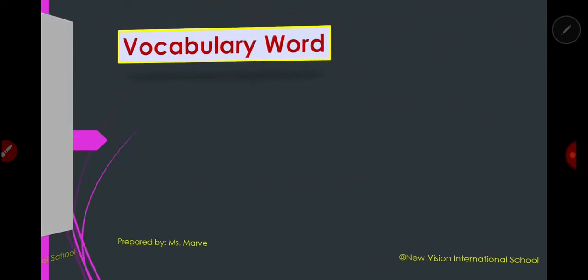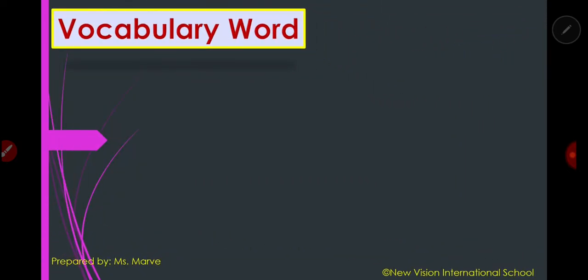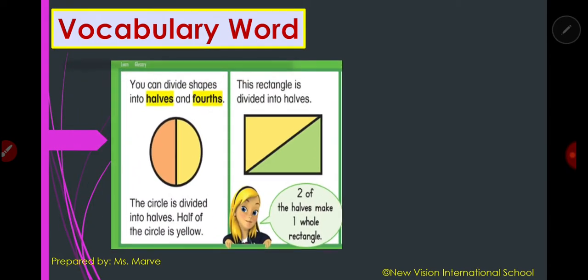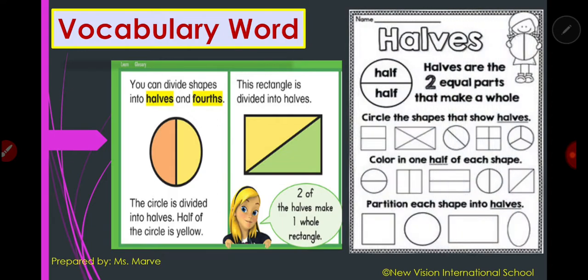Okay, that's the end of our video. So now let's continue our lesson. Okay, we will start with the vocabulary words. Okay, everybody say halves. Again, say it, halves. Okay, you can divide shapes into halves. And also say fourths. You can also divide shapes into fourths.